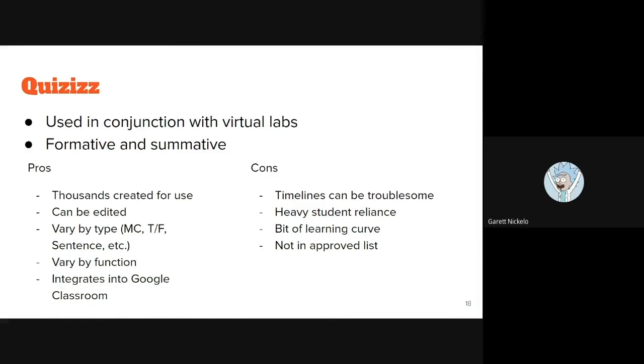A couple of cons here, just if you haven't ever used Quizizz before. Timelines can be a little bit troublesome to use. Sometimes there's great, easy agreement between Google Classroom and Quizizz and they talk to each other, no problem. Sometimes they don't, at least that's what I found. There is a heavy student reliance. When the student logs in and goes there, it's all up to them to navigate. They've got to figure out where they're going. There is a bit of a learning curve to use it initially, but once you get over that curve, it's fairly straightforward. And again, as a con, it's not actually in the approved list.